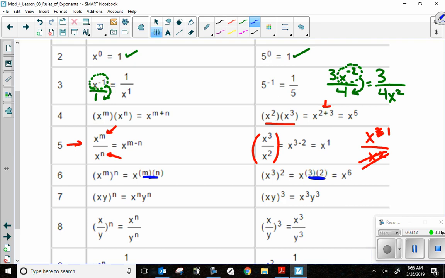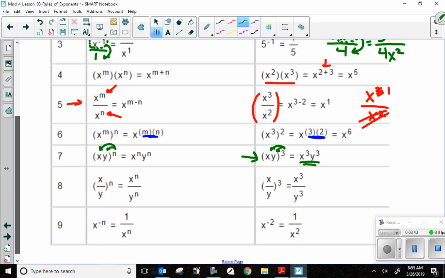Now, 7 and 8, I stress a lot in class. If I have a couple of terms that are all raised to one exponent, that exponent applies to everything. Okay? Everything in the parentheses. Meaning, let's look over here. If I have xy, that whole thing cubed, the x gets cubed and the y gets cubed. All right? Same thing with a fraction. All right? Everything for number 8 gets the n exponent, the x and the y. Right? So if I have x over y cubed, it's x cubed over y cubed. Okay? Everything gets that exponent.